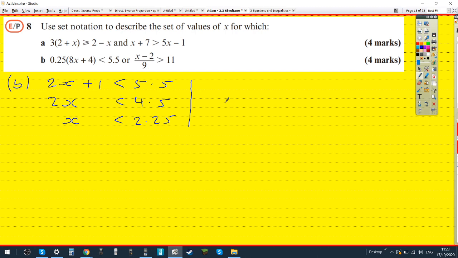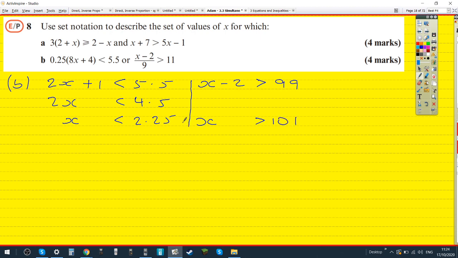So would you multiply it by 9 on both sides? Well done. So it'd be x minus 2 is greater than 11 multiplied by 9, which is 99. And then you plus 2 on both sides, which would be x is greater than 101. So that's the answer.